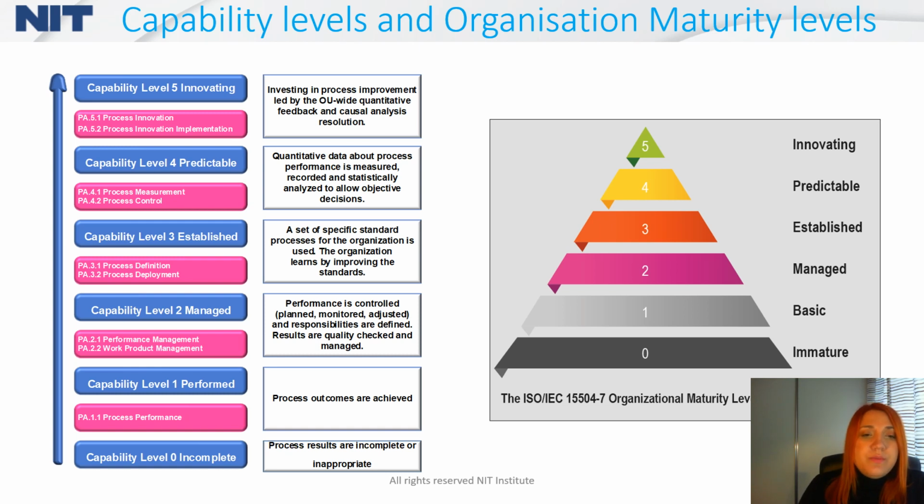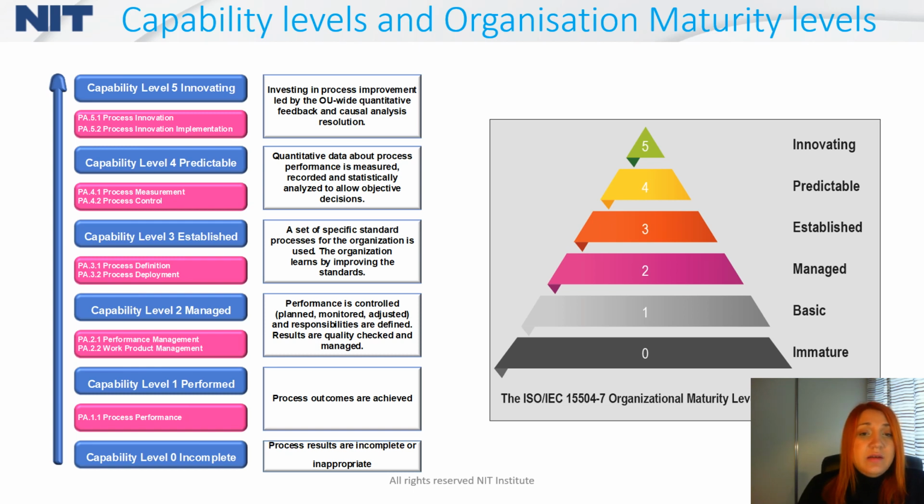There are also two process attributes. One is process management and another one is process control. It means that we have quantitative data about process performance and that those data are measured, recorded, and statistically analyzed to allow objective decisions. On level 5, which is almost like a science for all the companies in the world, we have process innovation and implementation.